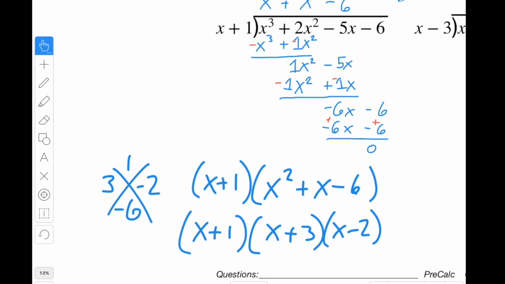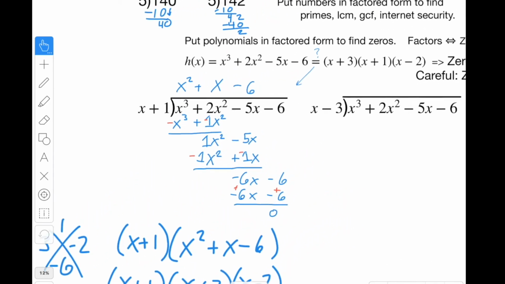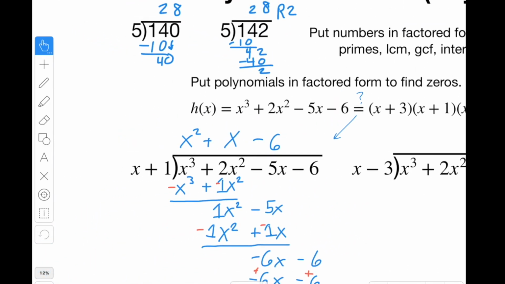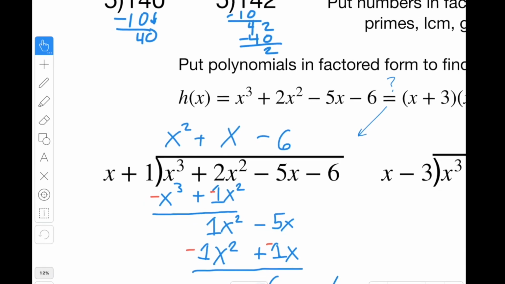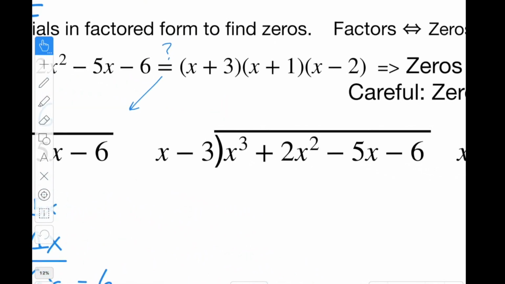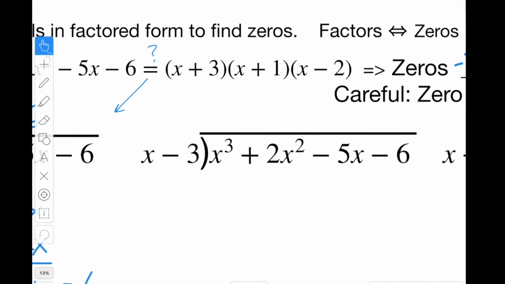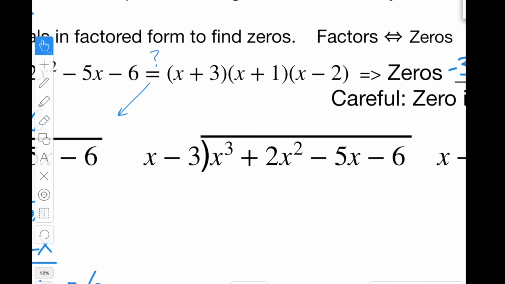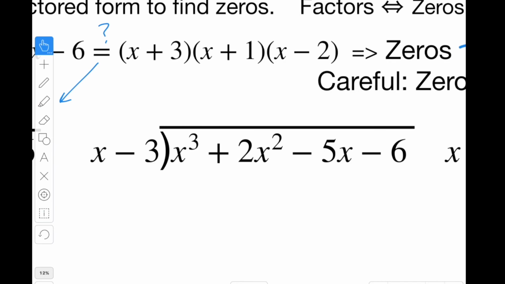Now, I mentioned that x plus 1 was a guess. We had no guarantee that x plus 1 was actually going to work out. It did happen to work out because there's no remainder. But let me show you what it looks like when you guess incorrectly. So x minus 3 is not a factor, but we don't necessarily know that at the beginning. X minus 3, when you start, it looks like this.